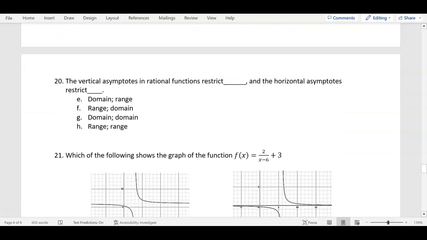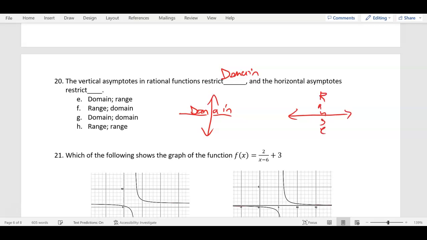Let's try number 20. The vertical asymptotes in a rational function restrict. So up and down, cutting off as you go left to right, which is the domain. Okay, so vertical restricts the domain. Okay, horizontal asymptotes mess up the range, which is up and down. Cool. I wish this pen would write. It's right. Thank you. All right, so domain and range.